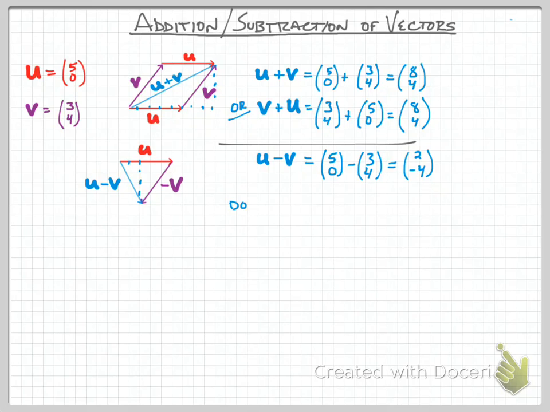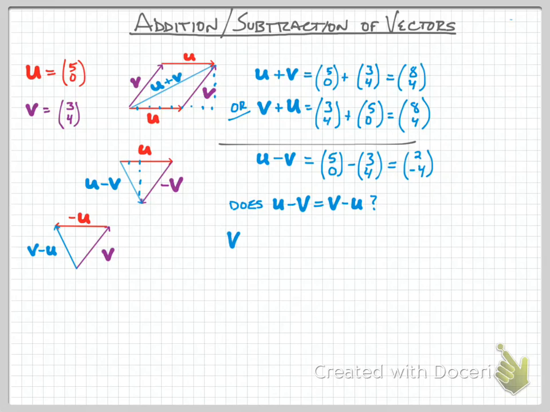So does u minus v equal v minus u? That's the big question here. Is it going to work both ways and still come up with the same vector? Well, let's try it. So we've got our vector v. Now we've got to do minus u, so we're going to be going in the opposite direction for u. So we're going backwards 5 into the negative x. And we have our resultant vector v minus u.